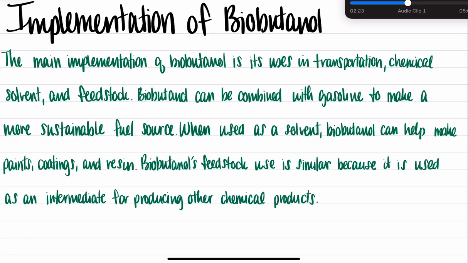Implementation of biobutanol. The main implementation of biobutanol is its uses in transportation, chemical solvents, and feedstock. Biobutanol can be combined with gasoline to make a more sustainable fuel source. When used as a solvent, biobutanol can help make paints, coatings, and resin. Biobutanol's feedstock use is similar to this because it is used as an intermediate for processing other chemical products.